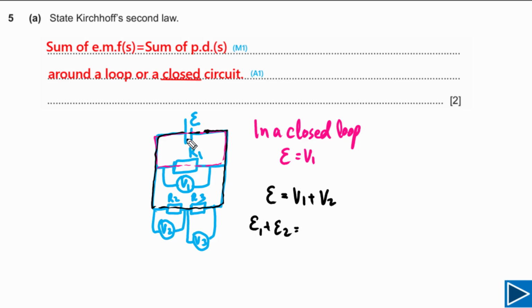Let's say we have 2 power sources. In this case, I can also connect another source here. Let's say this is another cell that is connected here. So this is E1 and this is E2. And so the EMF of this cell and the second cell, we will say in this case V1 plus V2. So simply we can say in any closed loop, the sum of EMFs is equal to the sum of PDs, and this is Kirchhoff's second law, and this is how you need to state it.